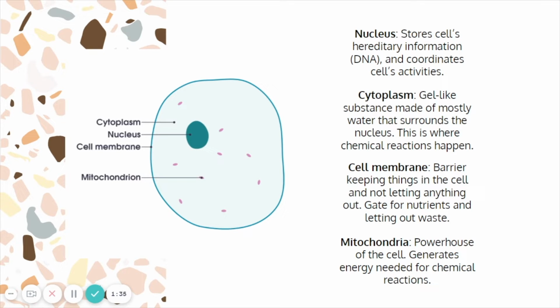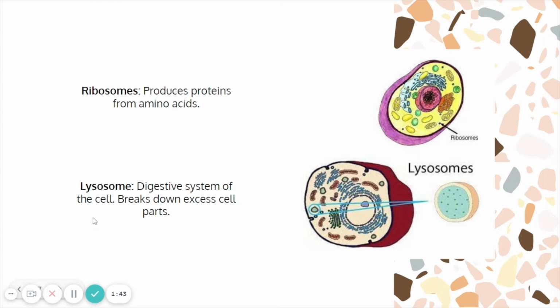The mitochondria is the powerhouse of the cell. It generates energy needed for chemical reactions. The ribosomes produce proteins from amino acids, and the lysosome is a digestive system of the cell. It breaks down excess cell parts.